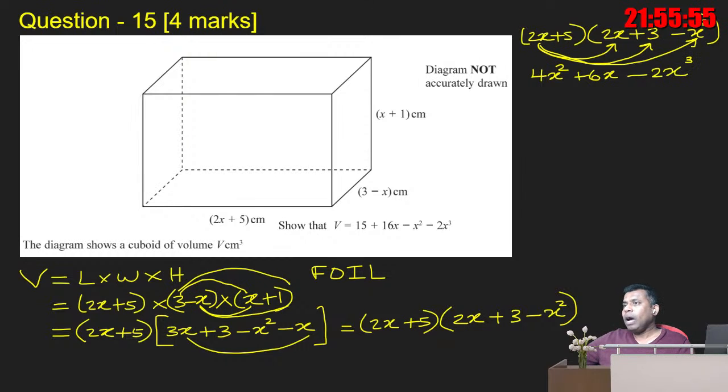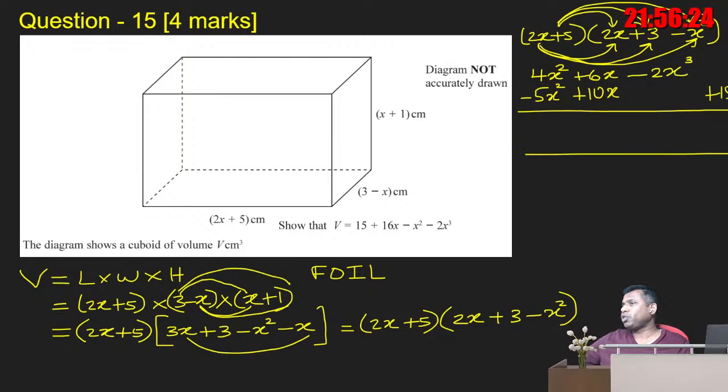Hope you understand that. Now I'm going to do 5 times 2x, which is 10x. I'm going to write it right underneath this x because they are like terms, right? The next one is 5 times 3, which is 15, a number term. And 5 times minus x squared is minus 5x squared, right? Now I am going to add all the expressions together. First of all, 15 is on its own. I'm going to write the 15 here because in your answer, I saw a 15 there.